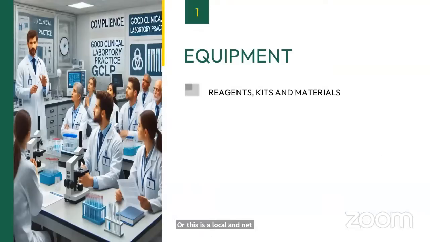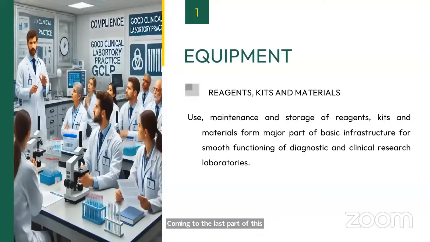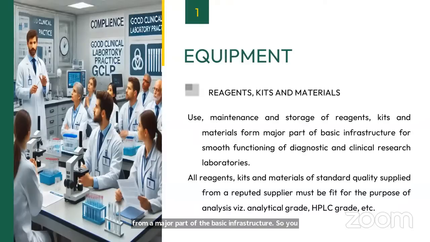Coming to the last part of today's program, the reagents, kits, and materials. So use, maintenance, and storage of the reagents, kits and materials form a major part of the basic infrastructure. So you should have appropriate maintenance and storage of the reagents and kits. You should have appropriate facilities. You should have appropriate temperature conditions. You should have appropriate refrigerators, walk-in refrigerators to store those reagents. Some reagents and chemicals should be protected from direct sunlight. So those protocols and those facilities should be available in your laboratory.